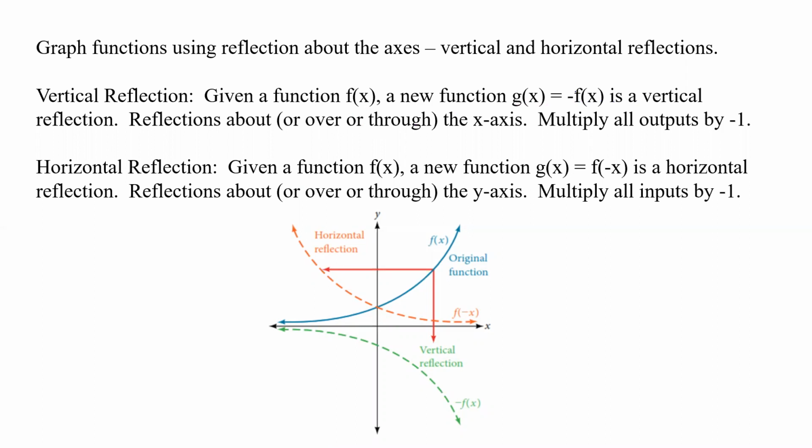Basically we're changing all of our y values, our output values, and if it was initially positive, it becomes negative. If it was negative, it becomes positive. So it's going to be a reflection about, or over, or through, however you want to look at it, the x-axis. If we look at our graph down here, our original function is blue, and a vertical reflection would go over the x-axis, and we'd end up getting the green function. So if we had this point here, it becomes negative, it goes down here. If we have this point here, it becomes negative, it goes down here. And if we have that point here, it becomes negative and goes down here. Basically we're multiplying all our outputs by -1.